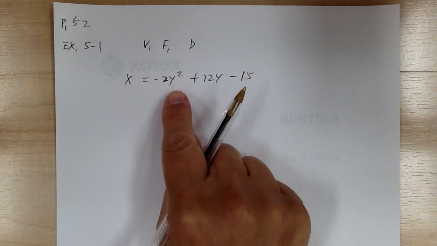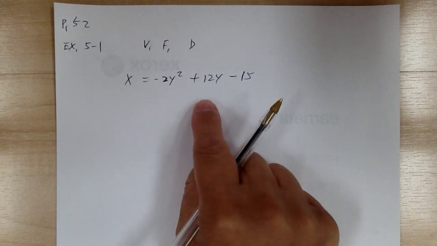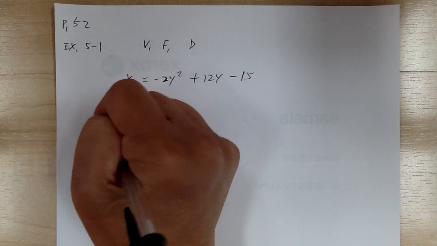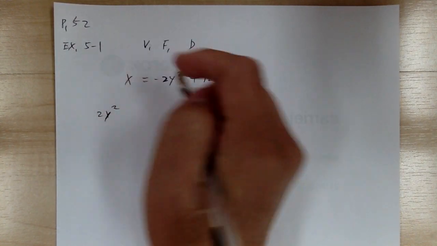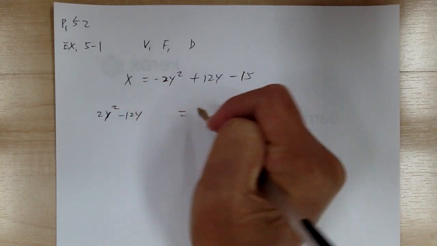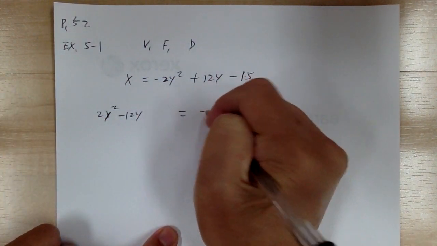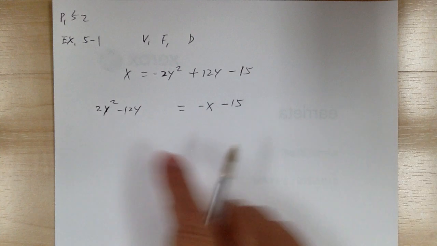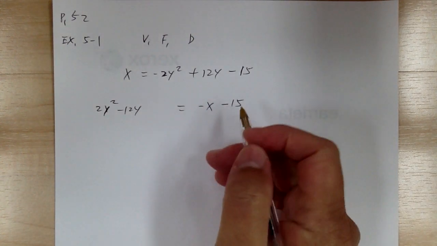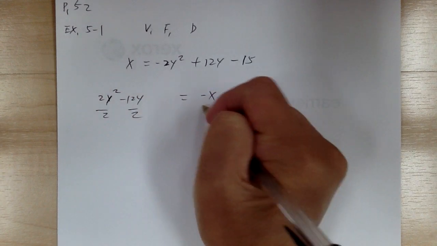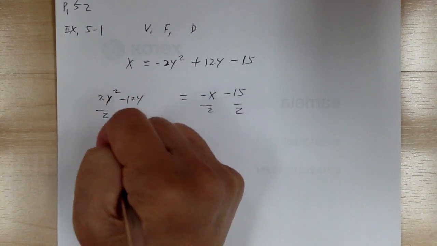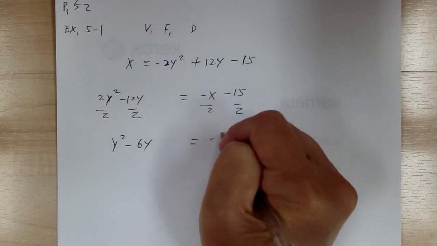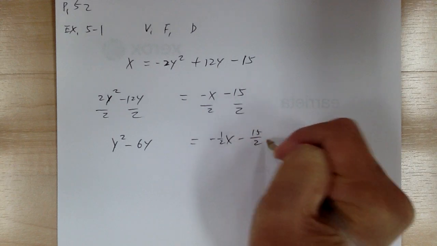What I'm going to do is move the term with the square to this side. Moving this over, I get 2y squared minus 12y equals negative x minus 15. Next, I'm going to get rid of this coefficient by dividing by 2. So I get y squared minus 6y equals negative 1/2 x minus 15 over 2.